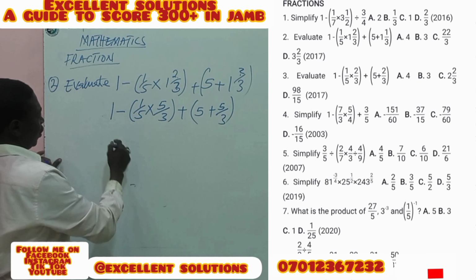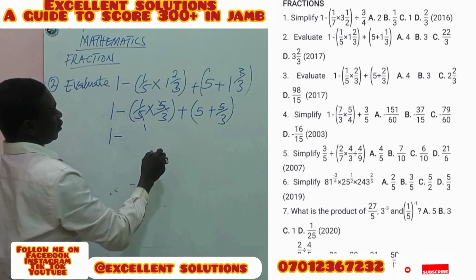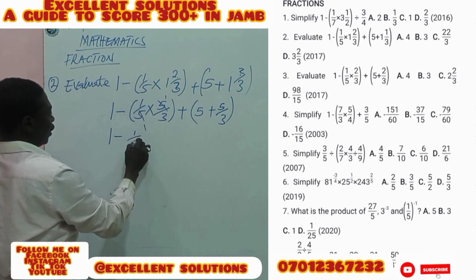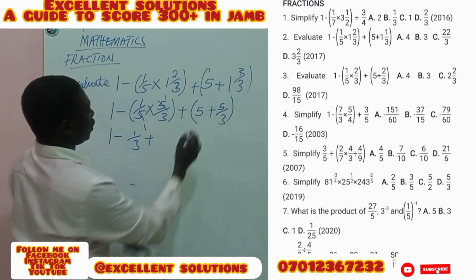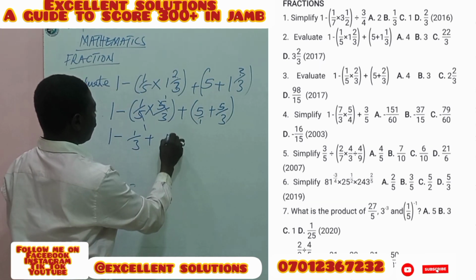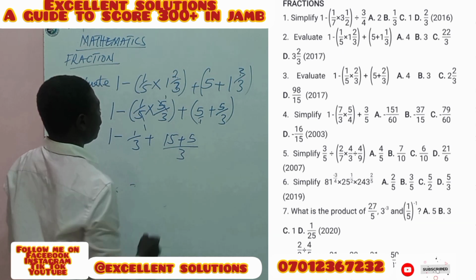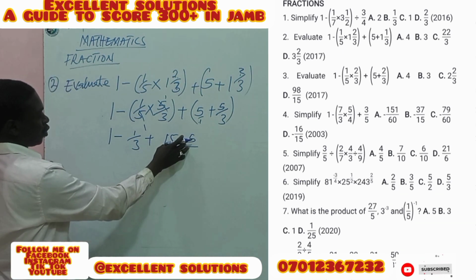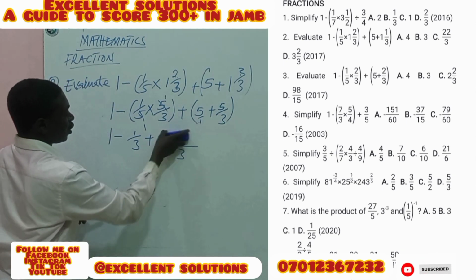So here we now come and have 1 minus, this 5 cancels this 5, so we now have 1 times 1, we now have 1 over 3, plus the LCM of this one is now, this is the same as over 1, the LCM is 3, so 3 times 5, we have 15, plus 1 times 5, we have 5 over 3. So we now come here and have the LCM of the whole of this. This one becomes 20. So we can now write 20 here.